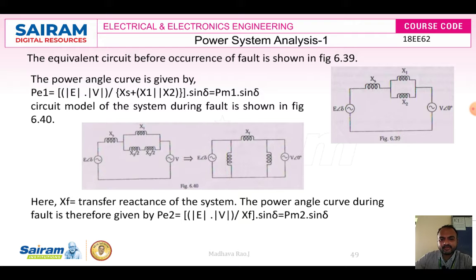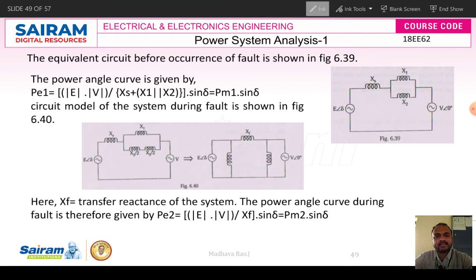Immediately the fault impedance will be calculated. Xf is the fault impedance, which is equal to the transfer reactance of the system. The power angle curve during the fault is, instead of Xs plus X1 parallel to X2, it will convert into Xf, the fault reactance. The power PE2 is equal to modulus of E into modulus of V by Xf, times sin delta.